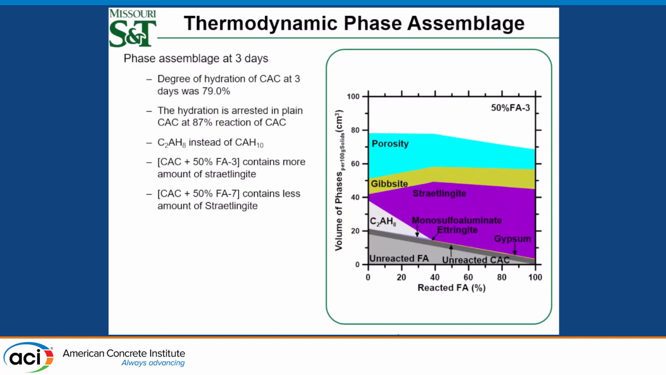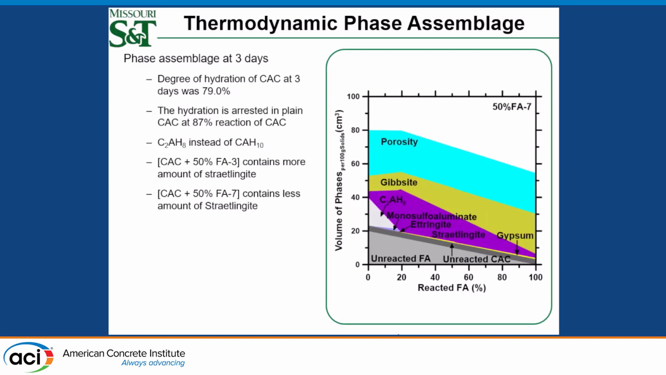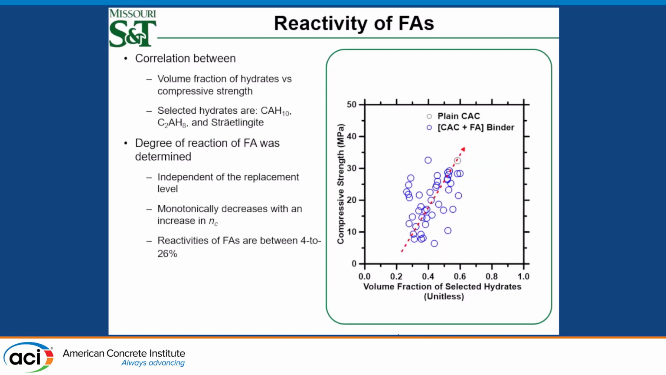Now, as we said before, for flash 3, you can see more stratlingite being formed, compared to flash 7, which has only a small amount of stratlingite forming. Now, we have the thermodynamic phase assemblage, and in ordinary Portland systems, usually we try to compare the volume fraction of hydrates versus compressive strength. And if you get a linear fit, then it is called a crude measure of solid-solid connectivity. We tried the same thing for CAC and CAC plus FA binders.